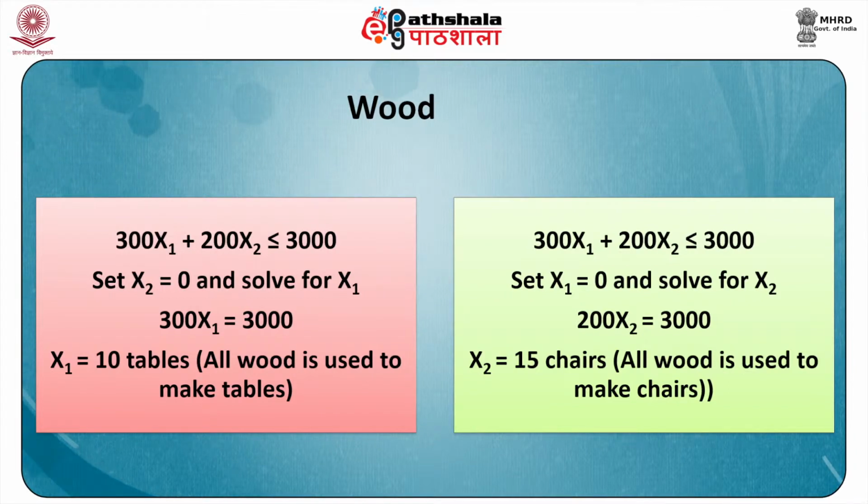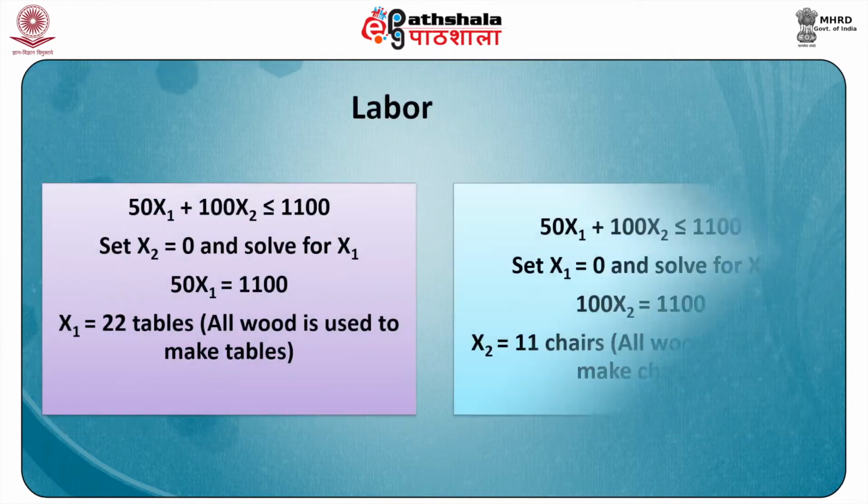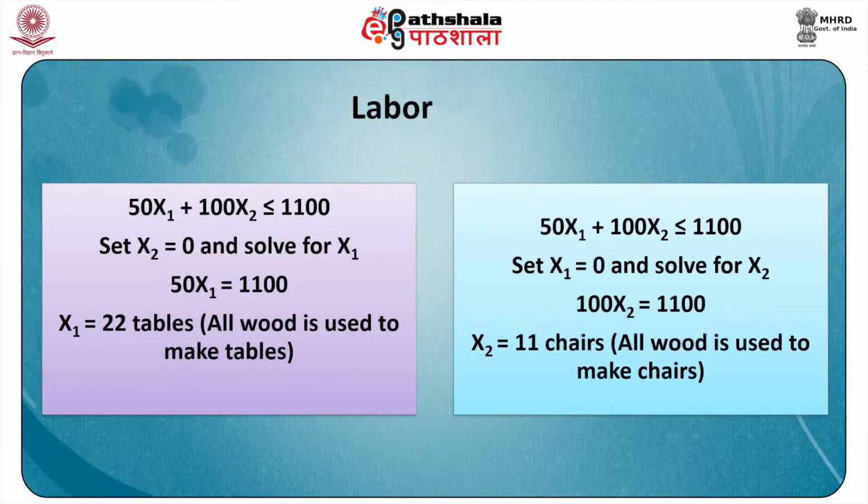Then 300x1 plus 200x2 less than or equal to 3000. Now set x1 equals 0 and solve for x2. So 200x2 equals 3000, or x2 equals 15 chairs. Here all wood is used to make the chairs. Labor. 50x1 plus 100x2 is less than or equal to 1100. Now set x2 equals 0 and solve for x1. We get 50x1 equals 1100, or x1 equals 22 tables. That is, all the labor is used to make the tables.